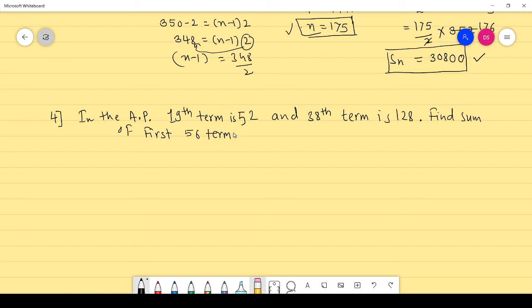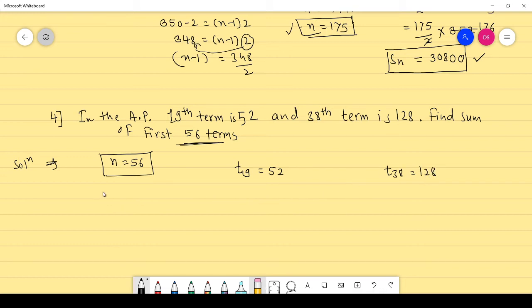So from the last statement, you can say that you can have a solution right now. From the last statement, you can say that n is equal to what? How many terms are there? 56 terms are there. So one part is over. But the 19th term, that means T19, is given, that is equal to how much? 52, and T38 is given, that is equal to 128, right?